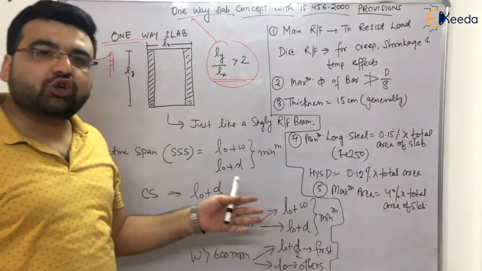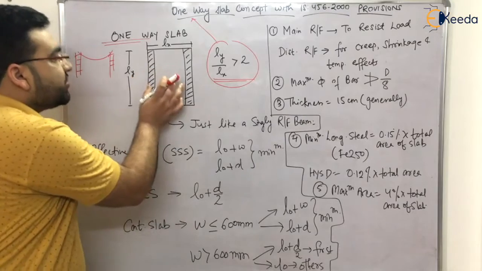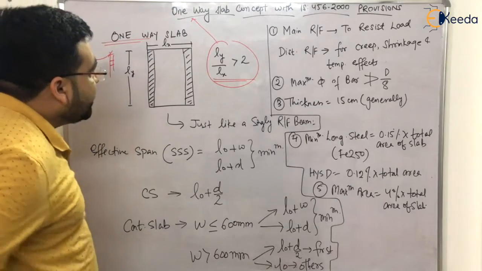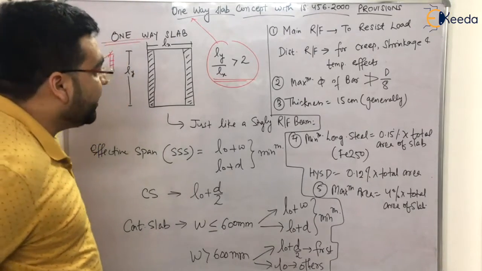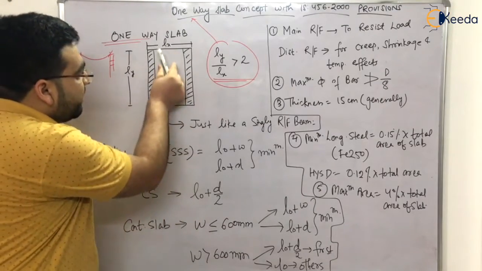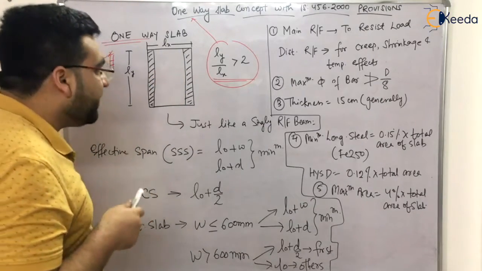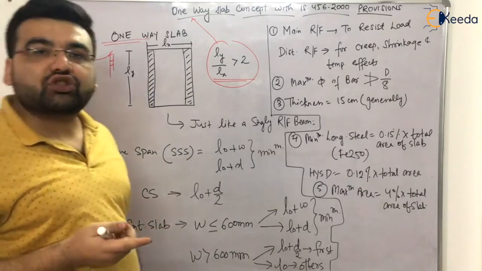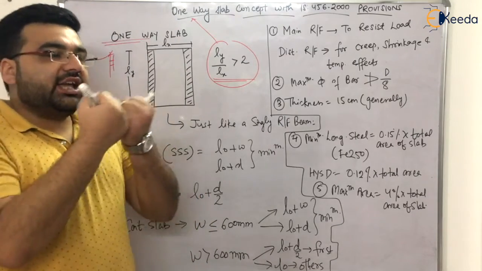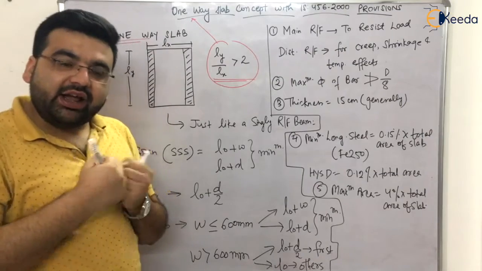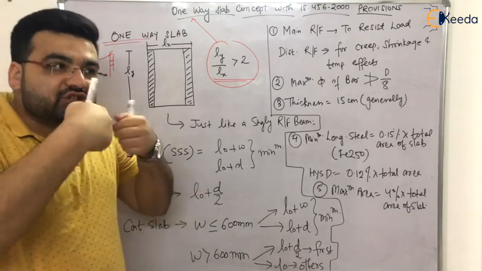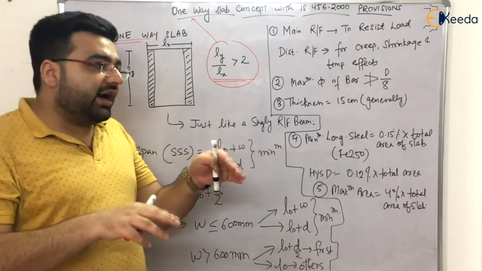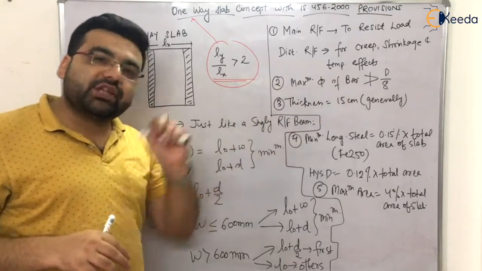Okay. Now, I have written some IS code provisions. I will be explaining the IS code provisions also. But the important thing is you must know what one-way slabs actually are. Clear? Okay. Now, let me tell you about one thing which is very important. You know that in slabs we have the main reinforcement as well as the distribution reinforcement. The main reinforcement resists load, right? And the distribution reinforcement, as is clear from the name, distributes the loads among the main reinforcement, plus they counter the shrinkage, the creep, as well as the temperature effects, right?